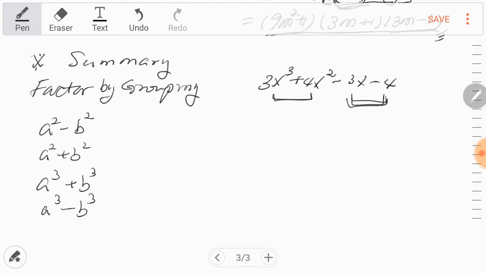Okay, the next one is that we can factor a binomial if it is in one of these four types. The first one is the difference of two squares. Then the factored form is a plus b times a minus b. The second is the sum of squares. Then this is prime, not factorable.